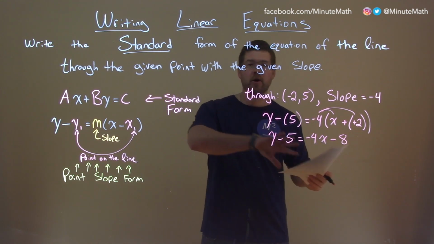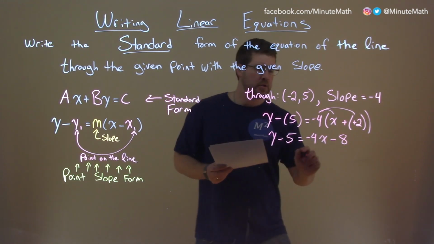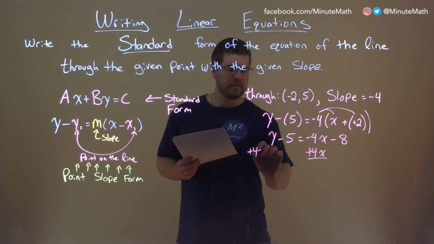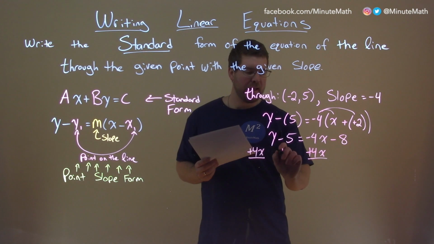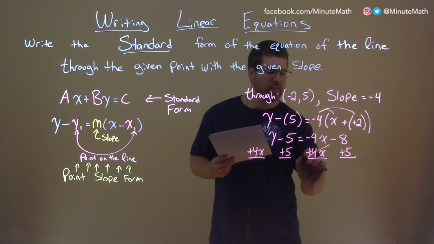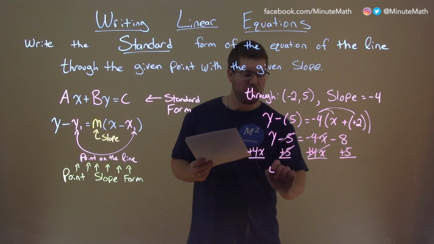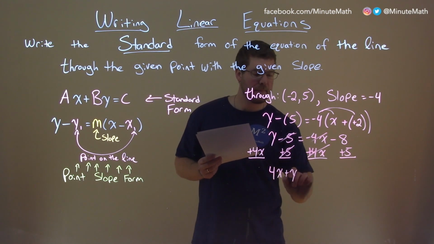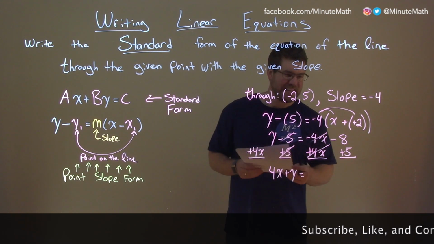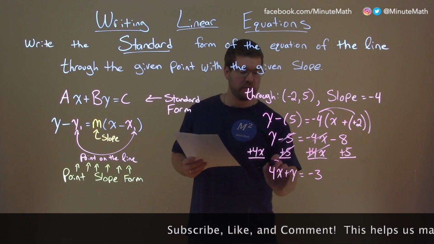So now I want to get all my x and y's to the left, numbers to the right. To do that, I add a 4x to both sides, and then I'm going to add a 5 to both sides. This gets the 4x canceling here, the 5's canceling here, and we have 4x plus y equals negative 8 plus 5, which is a negative 3. And we now have this in standard form.